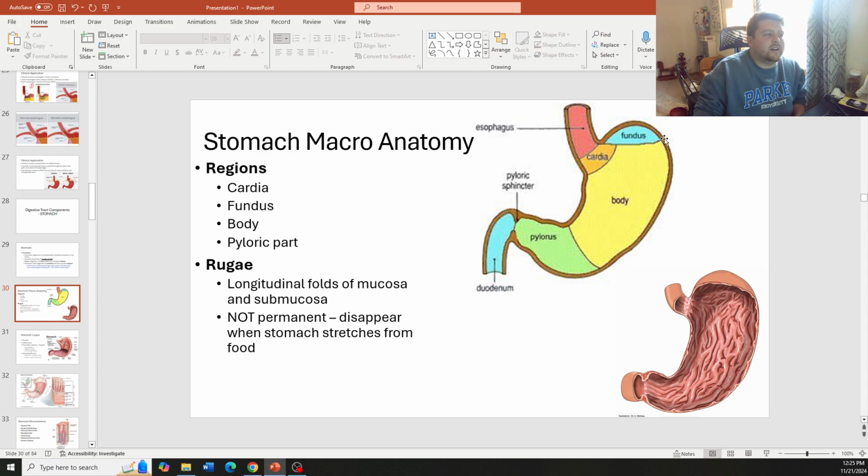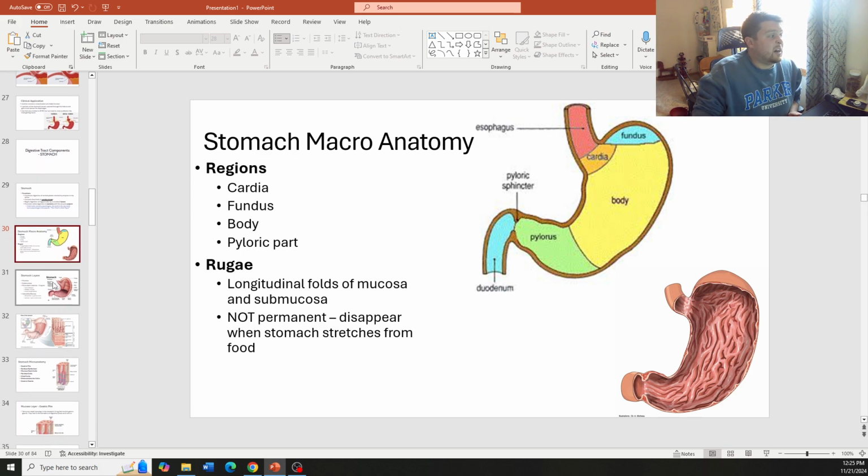Okay, we just want to remember: fundus up top, cardia where it enters, body is the main part, pylorus is where it leaves. We also have these folds, called rugae, on the edges. This allows our stomach to expand. Kind of like if you have a big yoga ball and you deflate it all the way, it's wrinkly because it's fully deflated. But when you fill it up, all those wrinkles go away. Same thing with the stomach. That's what these rugae are designed for, to allow the stomach to expand.